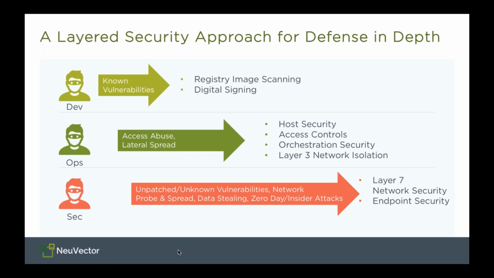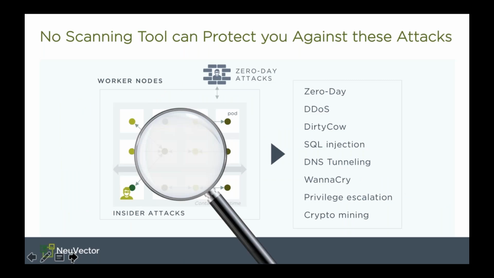And then finally, for ultimate security for those unknown vulnerabilities, zero-day attacks, no company would go into production without real in-depth layer 7 network visibility and protection, as well as endpoint security. And in the context of containers, endpoints are containers themselves and the hosts. So being able to see what's going on in a container as well as on the host. That's what's required for defense in depth.